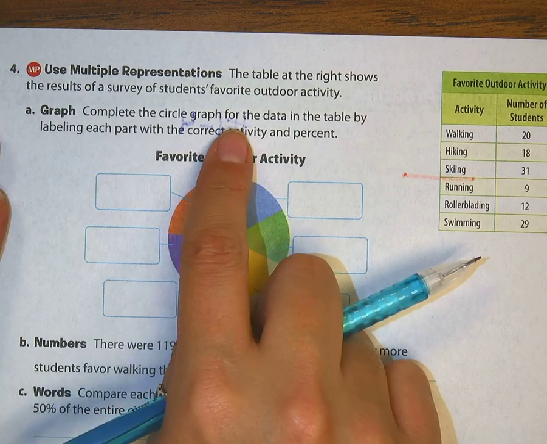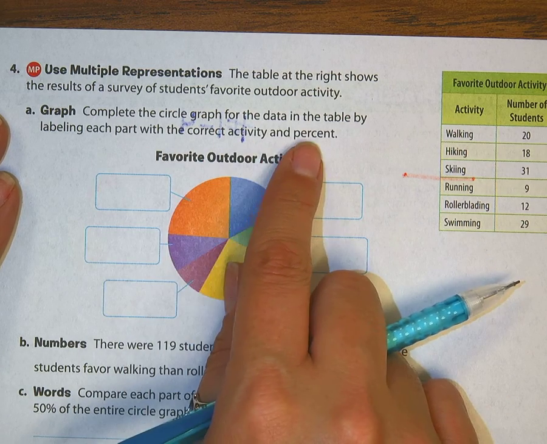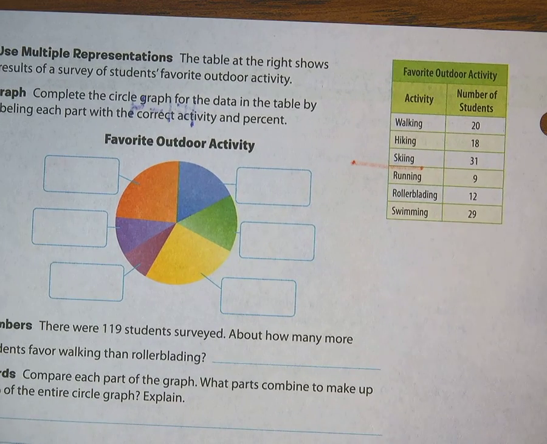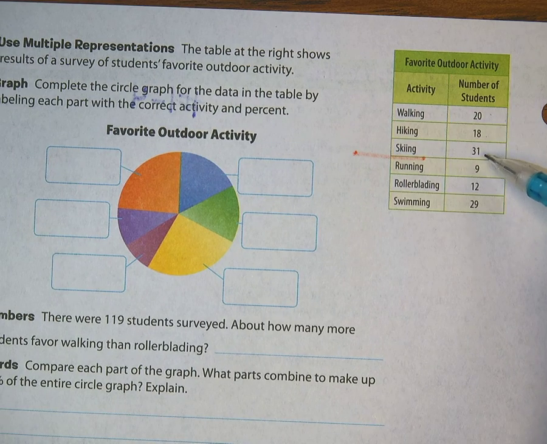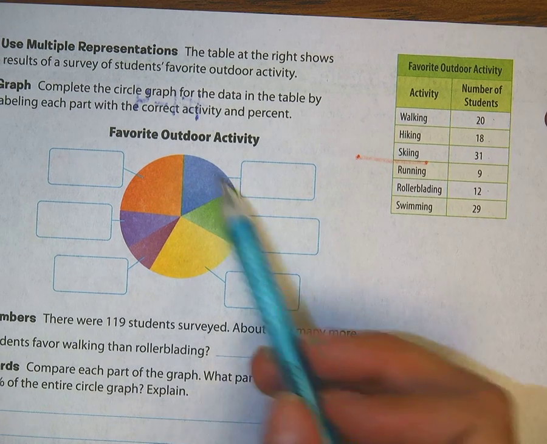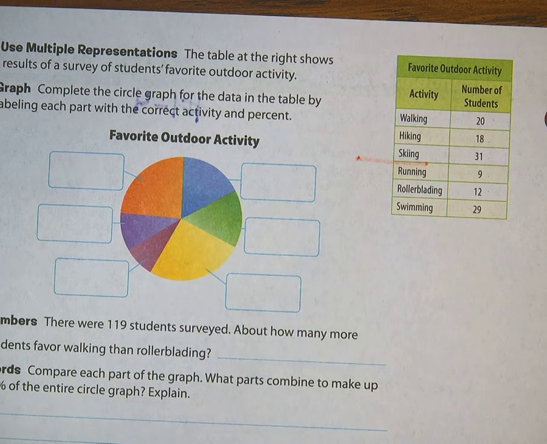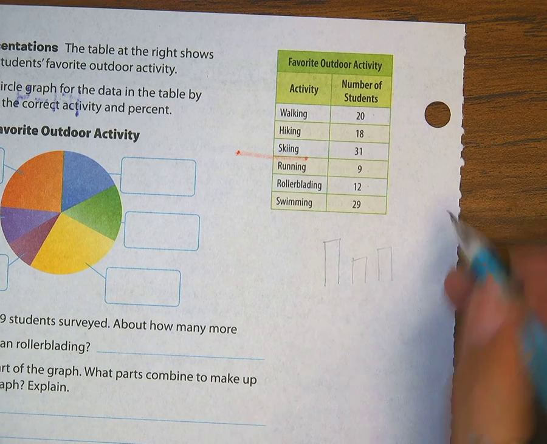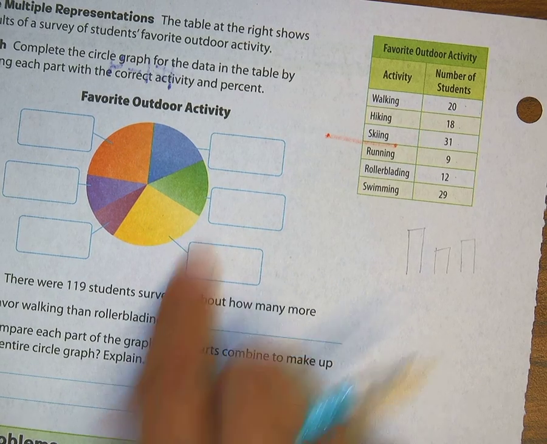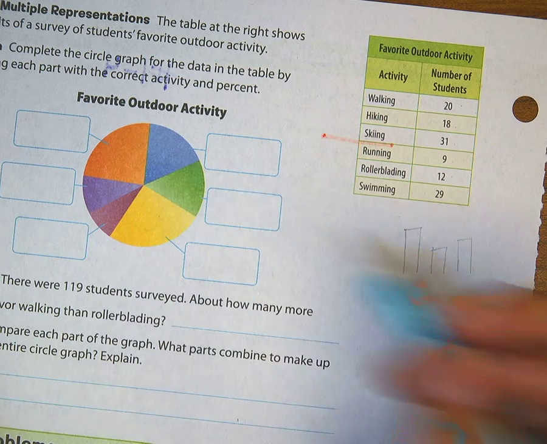It says complete the circle graph for the data in the table by labeling each part with the correct activity and percent. All right. One thing I know is that if more people have responded, what will my circle part look like? Like, what's the sector going to look like? Think about the activity we did in class. We made bars that represented each of our answers, and then we taped them together and we created a circle graph. So the more responses, what do you know about the sector of the pie that belongs?